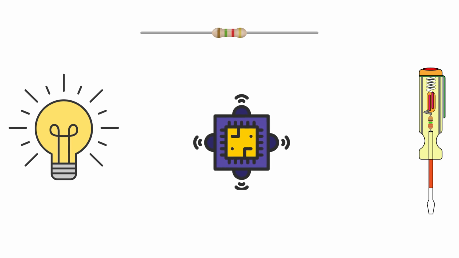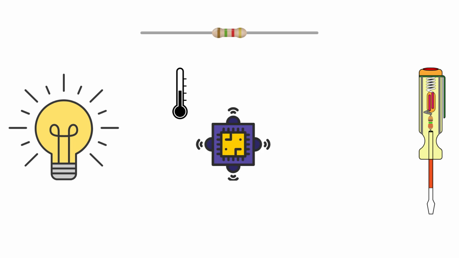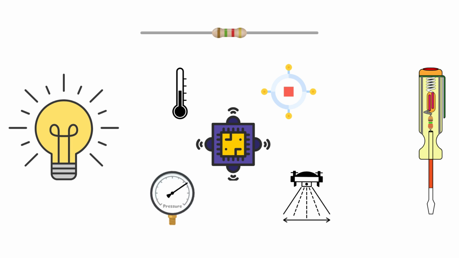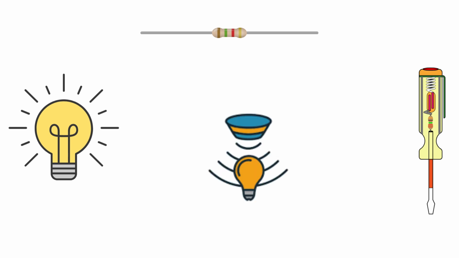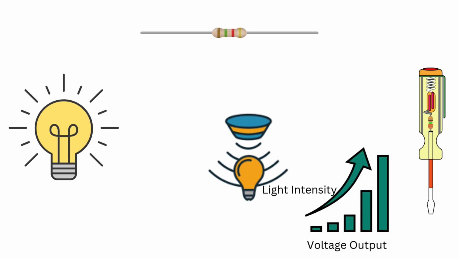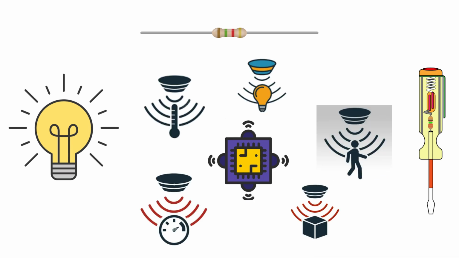At the core of every sensor is the ability to detect changes in a specific property like temperature, light, pressure, or motion. These changes are then converted into electrical signals. Here's a simple example. A light sensor detects the intensity of light and sends a voltage signal proportional to the brightness. The brighter the light, the higher the voltage. Pretty neat, huh? Now let's talk about the types of sensors.